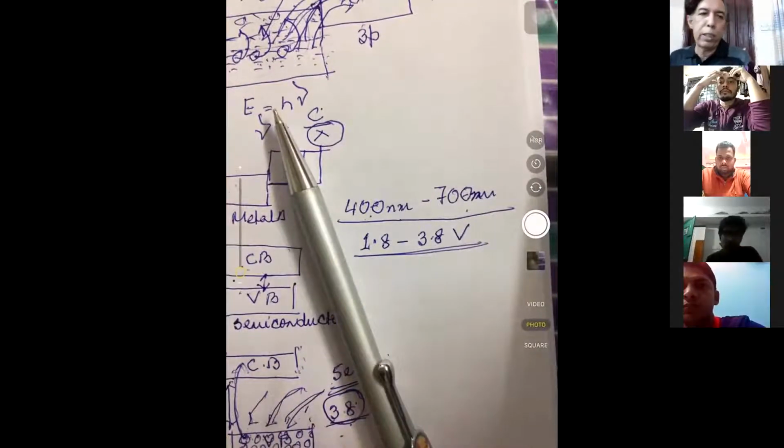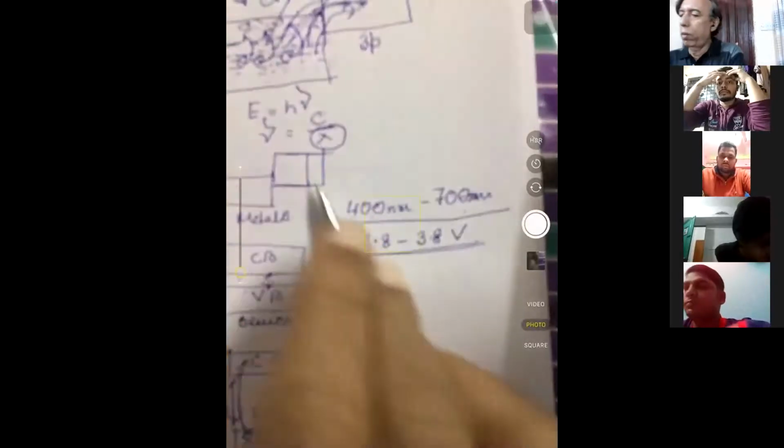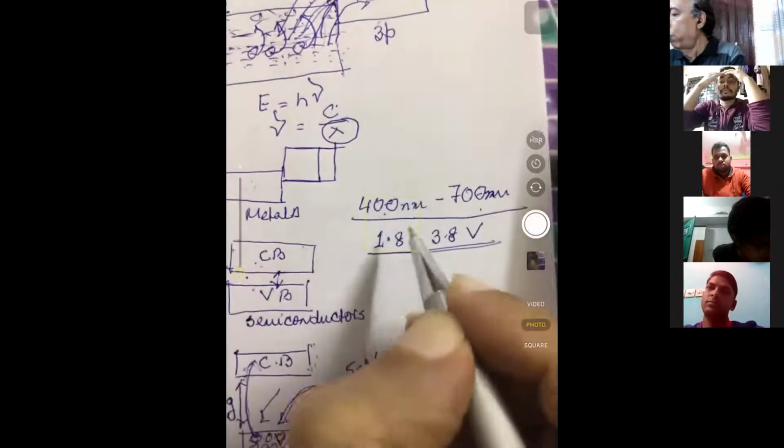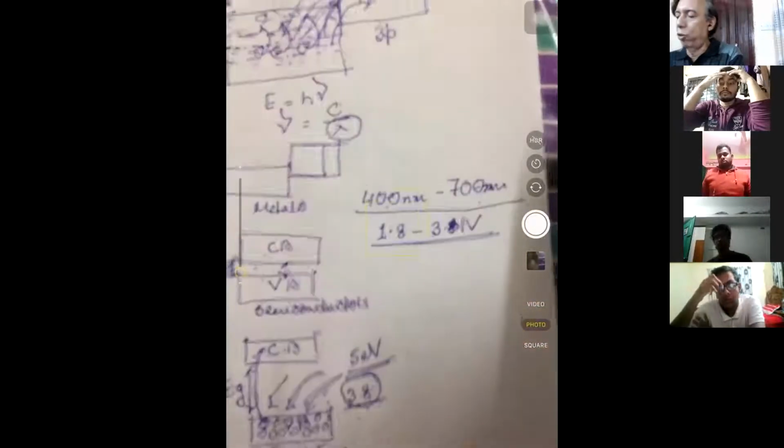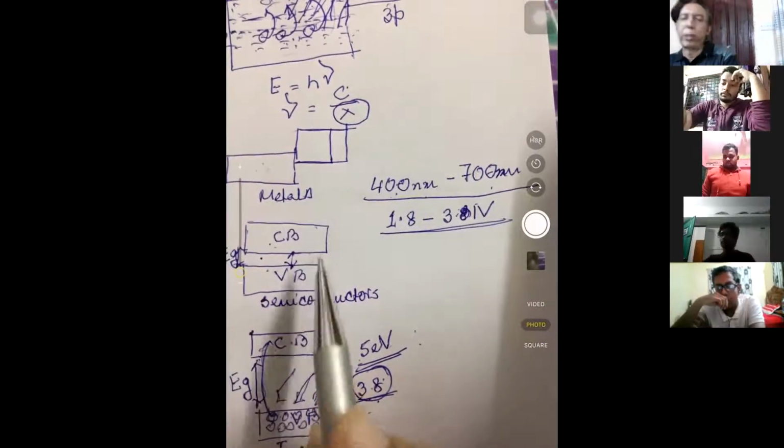আমরা এখানে আবার আসি। 1.8 থেকে 3.1, আমরা 3.8 ভুল বলেছিলাম, 3.1 electron volt. So what will happen here?